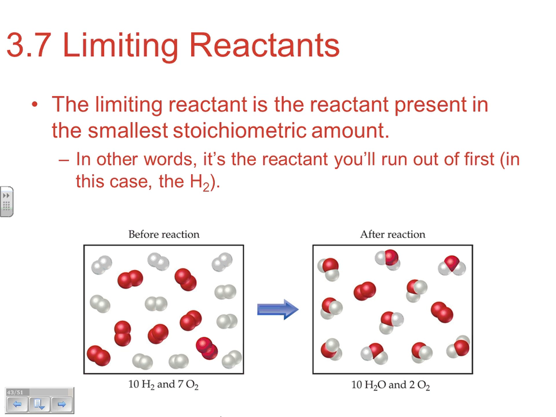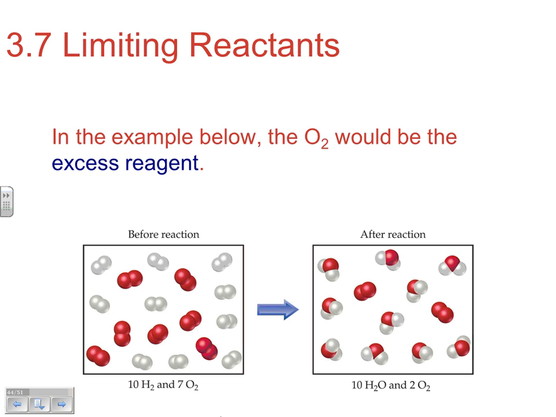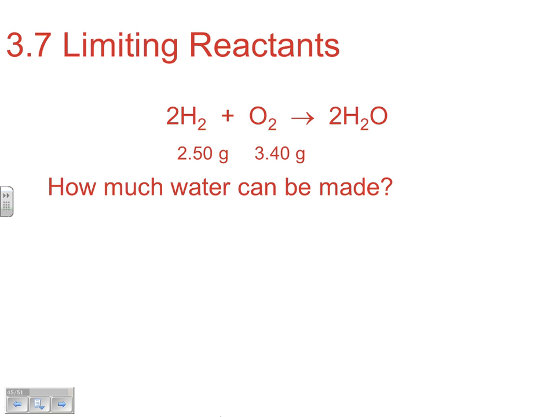And you know that because when the reaction stops, you see extra oxygen over there. So you only had enough hydrogen to make 10 water molecules. We had extra oxygen. So hydrogen would be the limiting reactant, oxygen would be the excess reactant here. So O2 is your excess reactant.